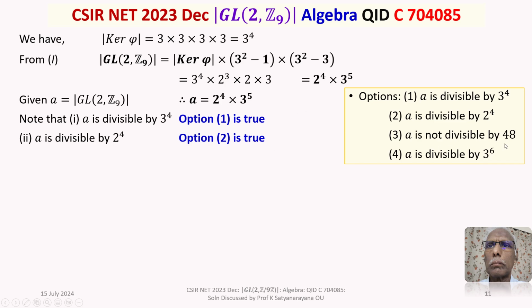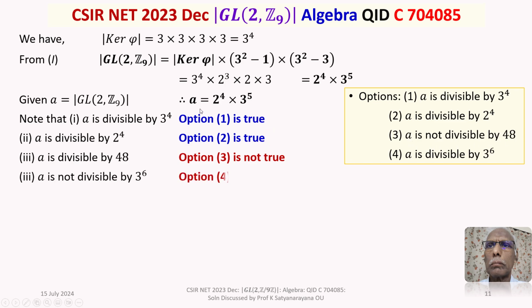And option 3 talks about 48. Let us get into here. 2 power 4 is 16. 16 into 3, 48. Therefore, A is divisible by 48. But here it is given A is not divisible by 48. Therefore, option 3 is not true.